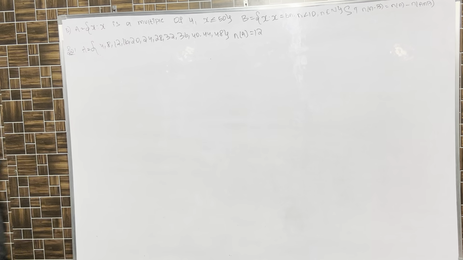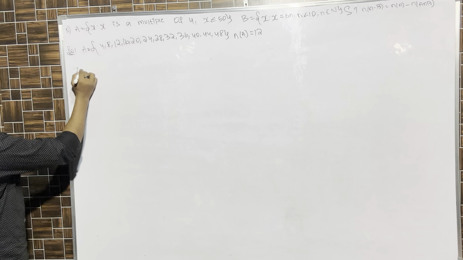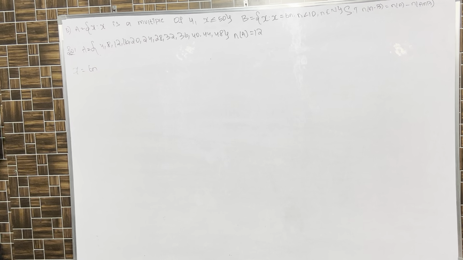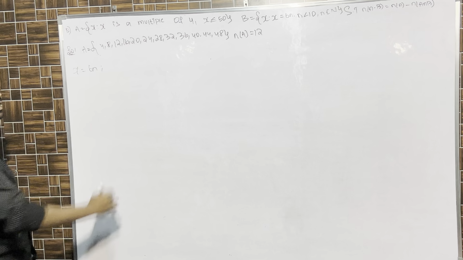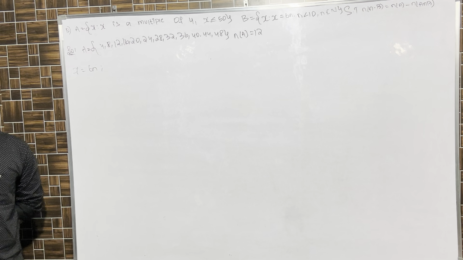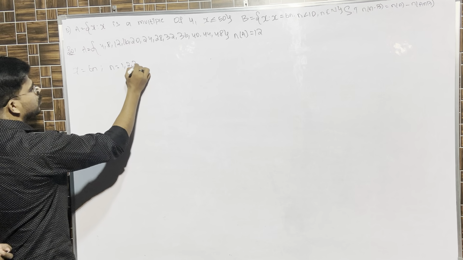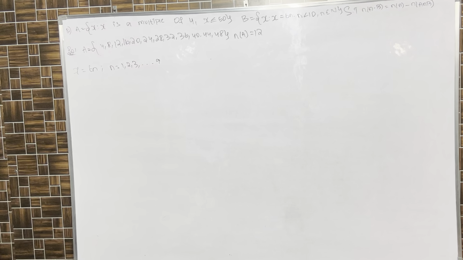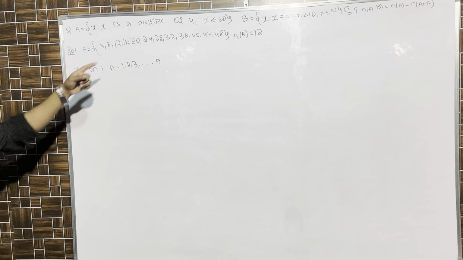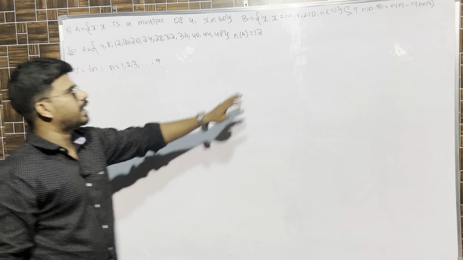Next, B. In order to find the value of B, there is one function given. x is equal to 6n and the value of n is less than 10. Less than 10 means from 1 to 9. n is equal to 1, 2, 3, and so on up to 9. For all the values of n, we have to write the value of x. Look at this, n is less than 10.